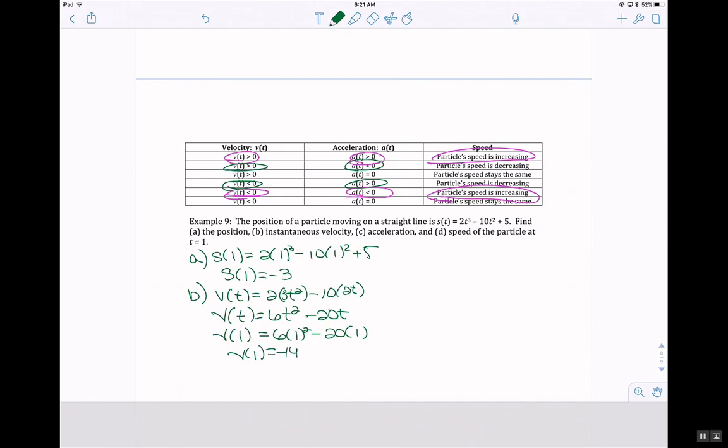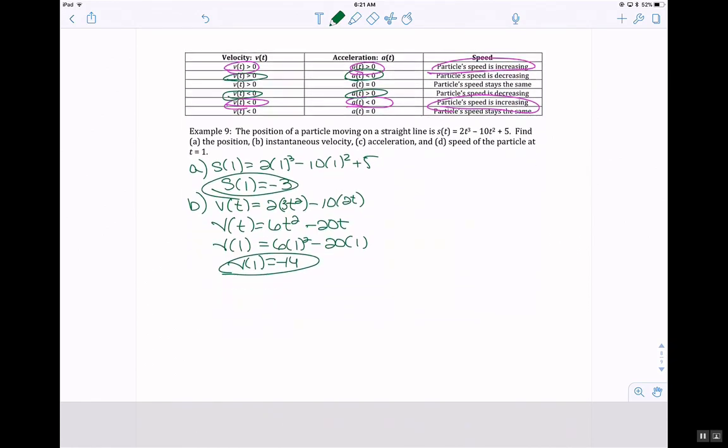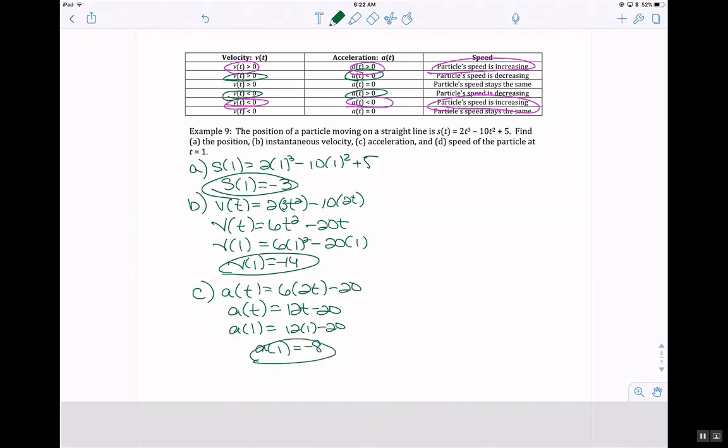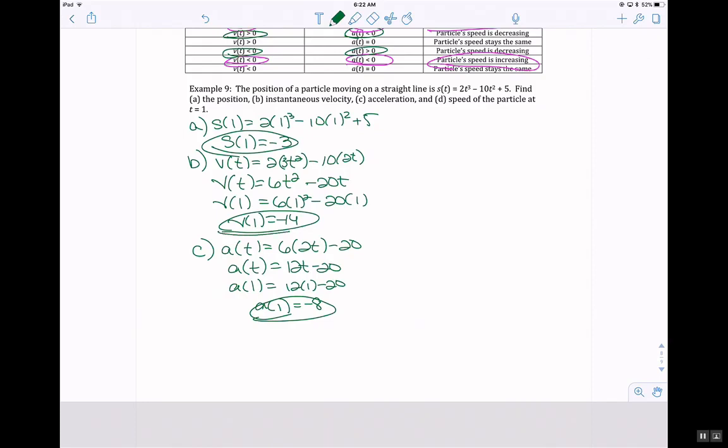Part C, acceleration. Take the derivative again. So a of t is equal to 6 times 2t minus 20. So a of t is 12t minus 20. So a of 1 is 12 times 1 minus 20, which a of 1 then is negative 8. Speed of the particle is the absolute value of velocity. Which is positive 14.